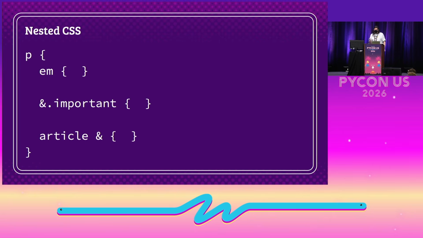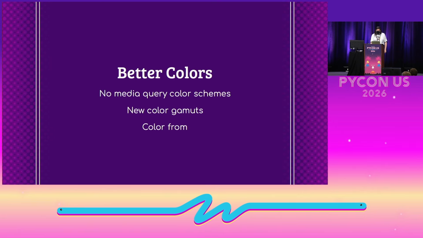The second example uses the nesting selector to create a compound selector of P with a class of importance. And the final trick is that we can also target elements that are children of other elements. This syntax at the bottom targets paragraphs that are descendants of articles. As you can see, we've just moved the ampersand to the end of the rule. All right, better colors. So this is going to wrap up all of those features we just talked about.